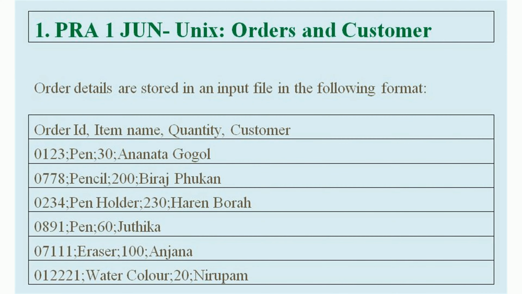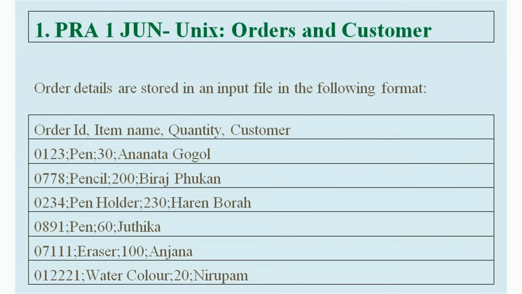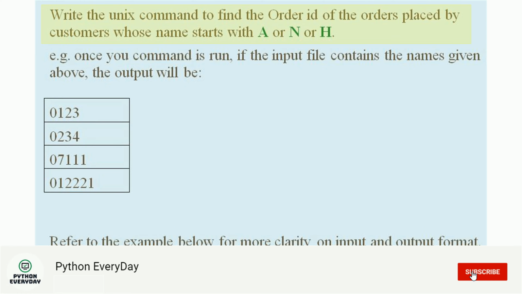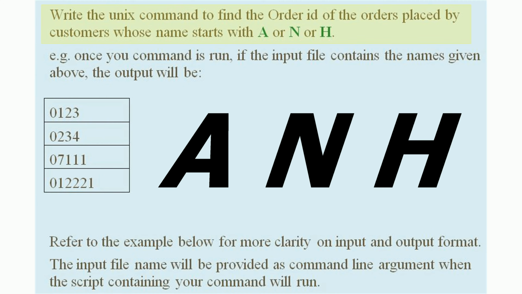TCS PRA 1 June Unix. Orders and customer. Here is the sample input data. Order details are stored in an input file in the following format. We have to write the Unix command to find the order ID of the orders placed by customers whose name starts with A or N or H.